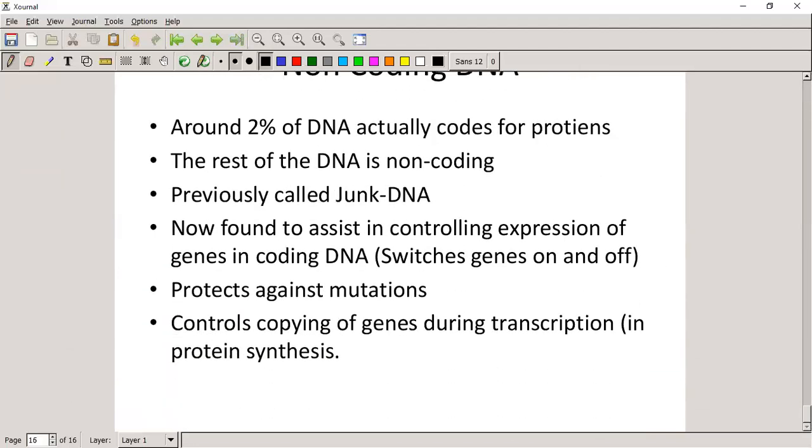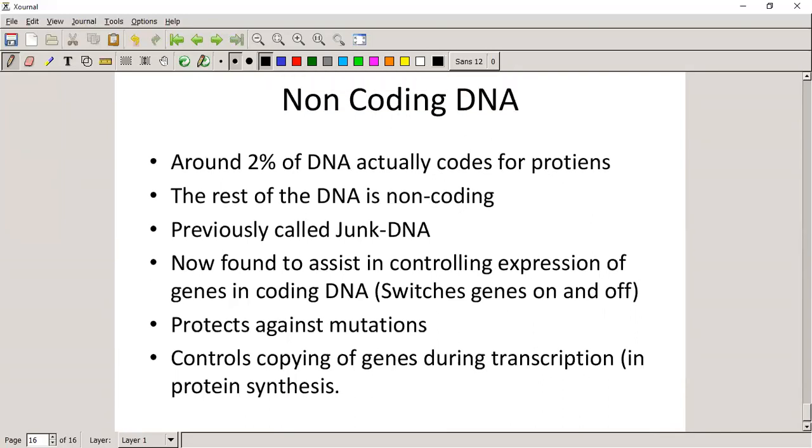There's also a very large portion of DNA that doesn't code for anything. We call it non-coding DNA, because only about 2% of DNA actually codes for proteins. The rest, they used to call it junk DNA, but there are some functions behind the DNA, so we don't call it junk DNA anymore.